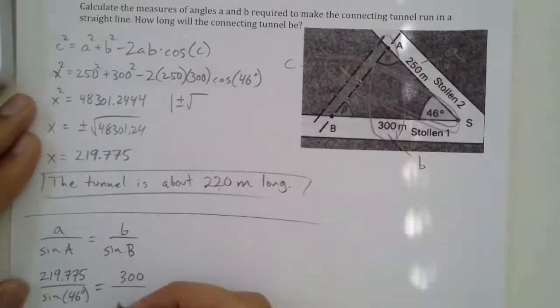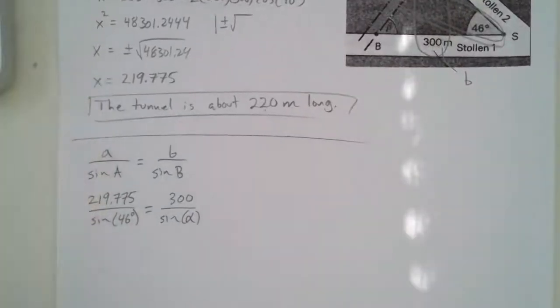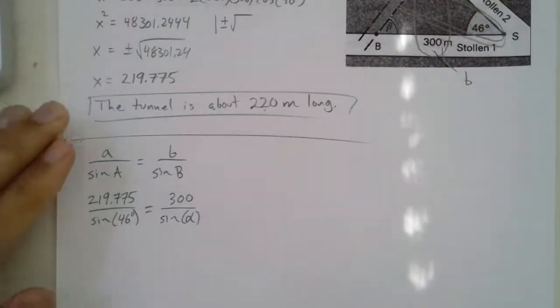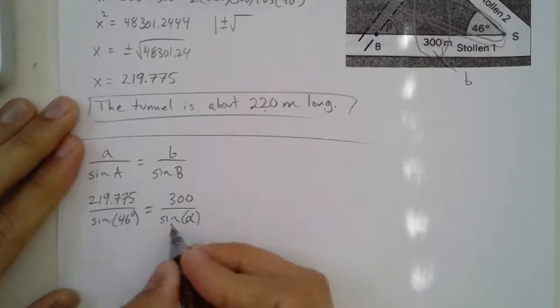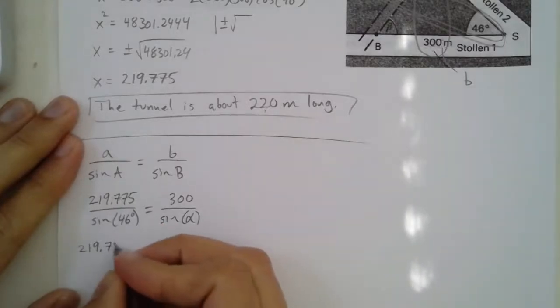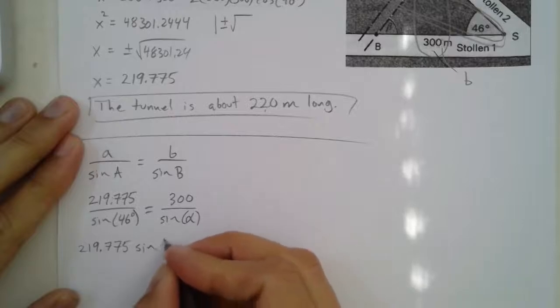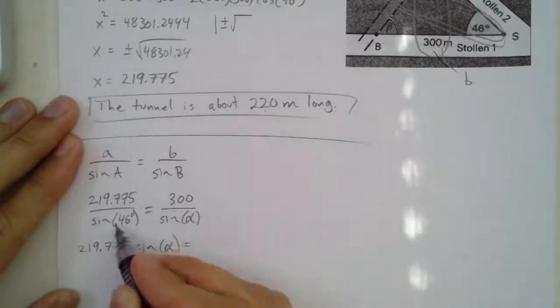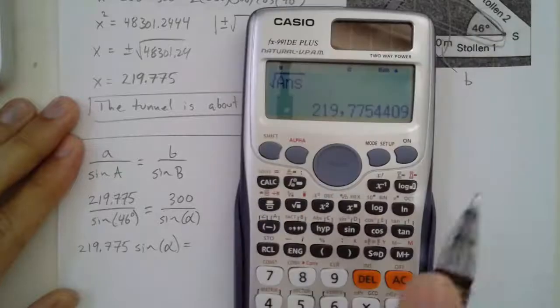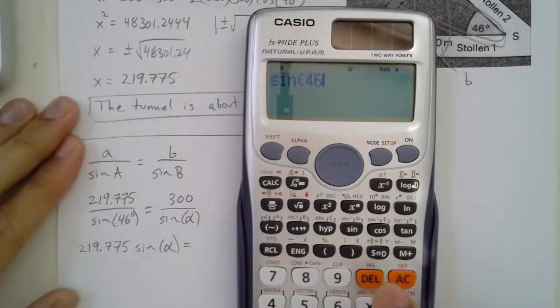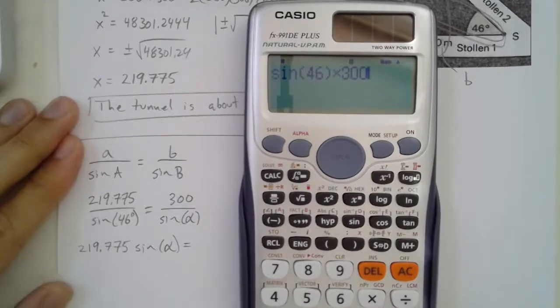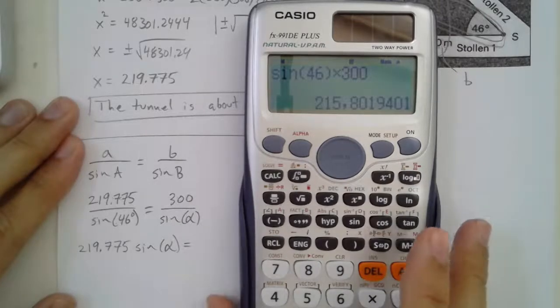So I'm going to cross multiply again, and first cross multiply this and write 219.775 times sine alpha is equal to, and I'm going to type this into the calculator. So I'm going to write sine 46, and this time I definitely want to put parentheses, times 300, because if I don't have the parentheses, it's going to multiply that 46, which is not what I want. I want to multiply the sine of 46. So I multiply by 300, and I got that number. Yay! Okay, so that is 215.8019.